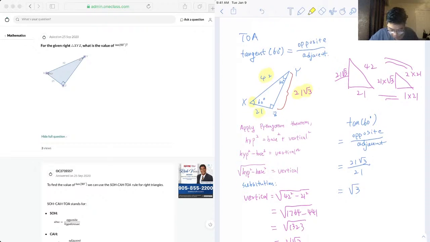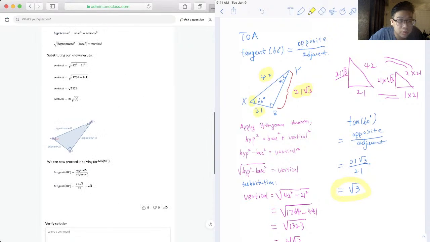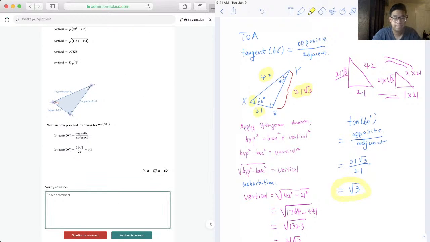And so our tangent 60 will just be opposite over adjacent, which gives us root 3 as our final answer. Yep. Answer is correct. Good job.